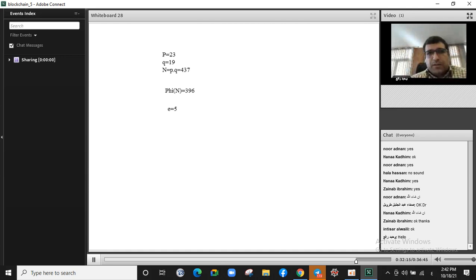Now suppose that my message is 121. If I encrypt the message, the ciphertext C is equal to M to the power E mod N. So in this case, 121 to the power 5 mod 437 will be 163. You can simply check.